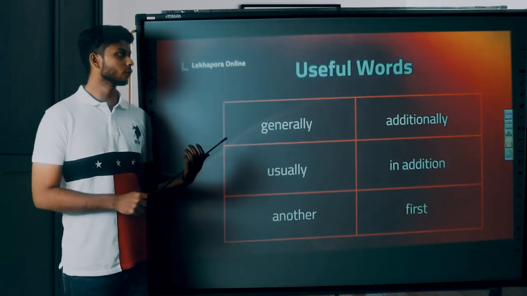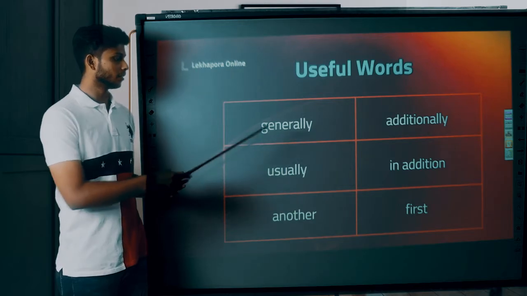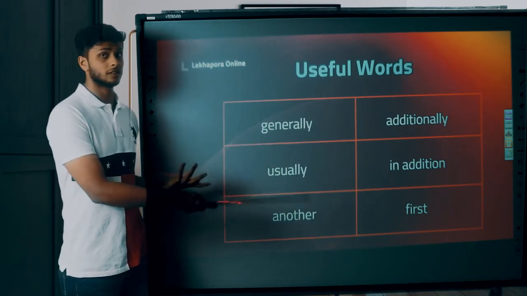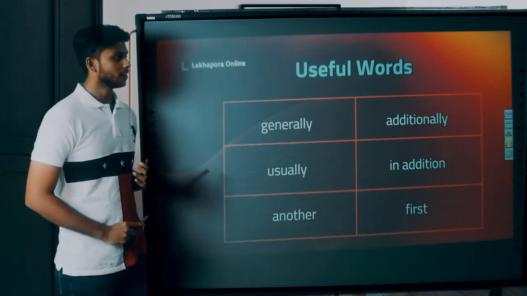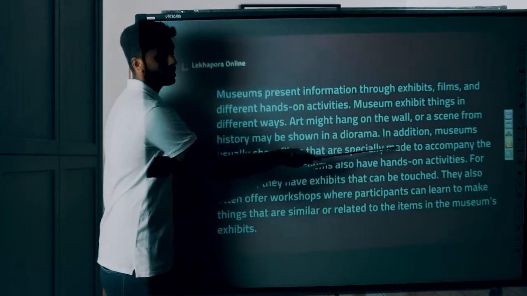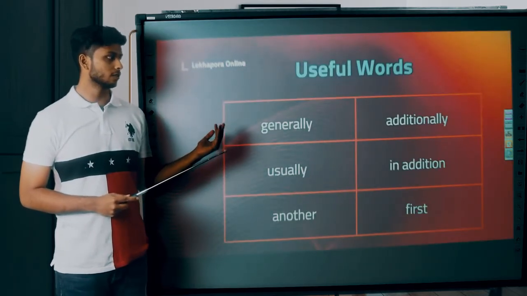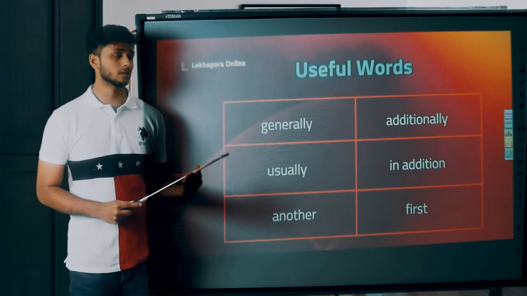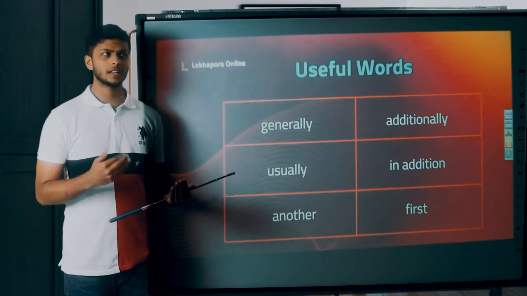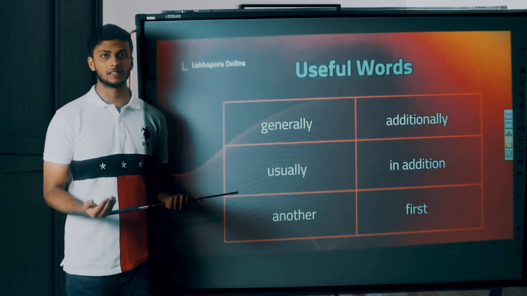And again, some useful words you can use to describe an issue are generally, additionally, usually, another, first, second, third, and then in addition. Like in the last example response, I used in addition. So you can use these useful words to connect the sentences, or describe something with precise details.